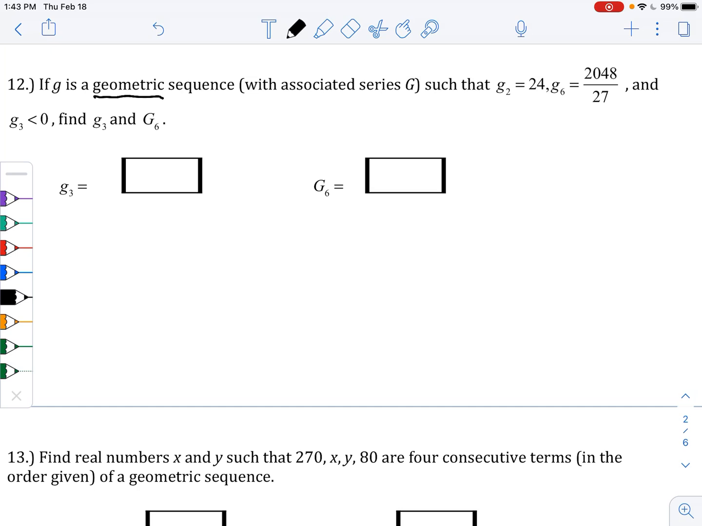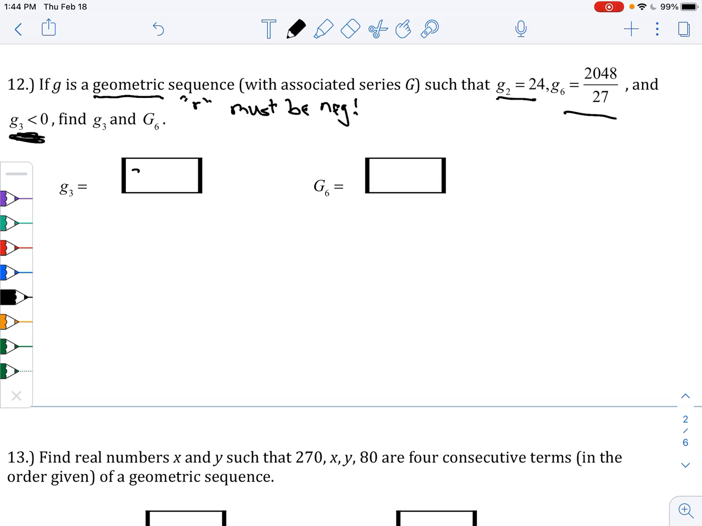If I give you the second term of the sequence is 24, the sixth term is 2048 over 27, I'm also telling you that G sub 3 is less than 0. Oh, that actually gives you a little bit of information. When I'm telling you that it's negative, this tells you that the r, that growth rate if you will, must be negative. So we're going to make a little note about that. Whatever this is, it's going to be a negative. We'll figure that out in just a quick second.